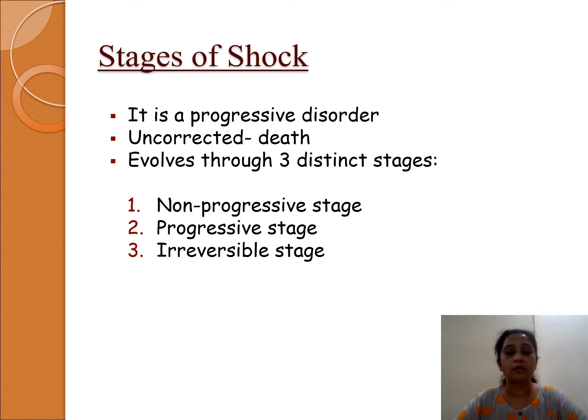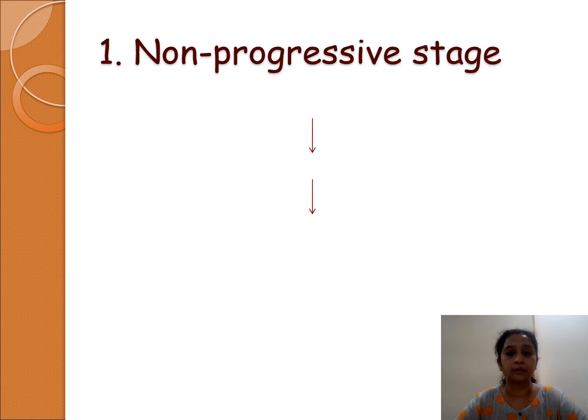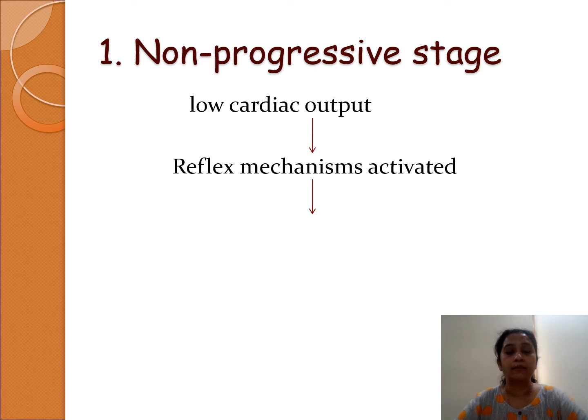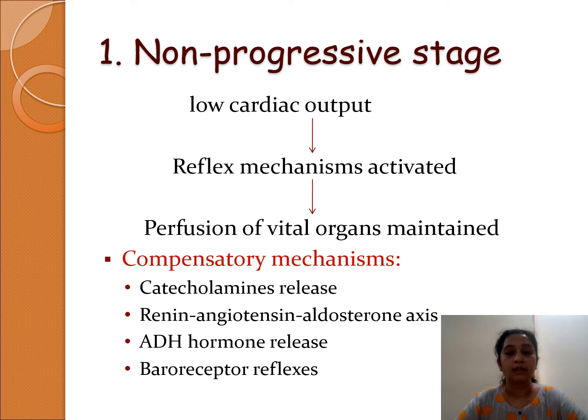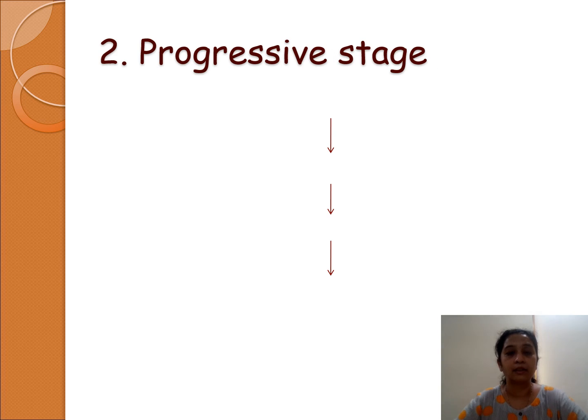There are three stages of shock, that is, initially it is a non-progressive stage, next is a progressive stage, and if uncorrected it goes to an irreversible stage leading to death of the patient. In non-progressive stage, there is low cardiac output when the reflex mechanisms get activated, maintaining the perfusion to the vital organs. These compensatory mechanisms are by catecholamine release, renin-angiotensin axis, ADH hormone release, and baroreceptor reflexes.